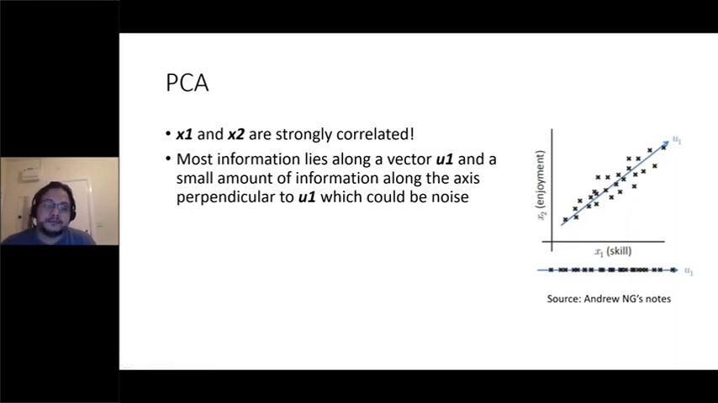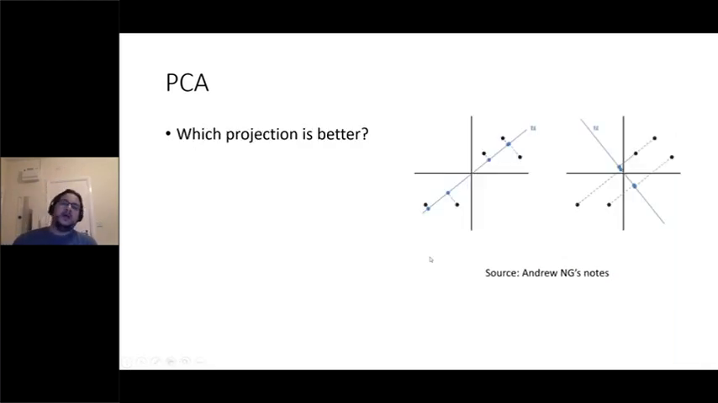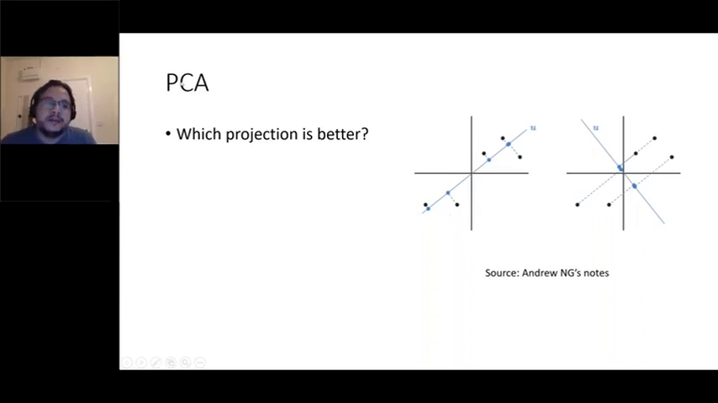A question for you guys. Which projection is better if we want to reduce this to just one dimension? This one, the left one, or the right one? Left one. Yeah, exactly. The left one contains most of the variance. The right one is containing very little variance. It's a very bad one. But the left one contains most of the variance. So this is what we want to do with PCA.